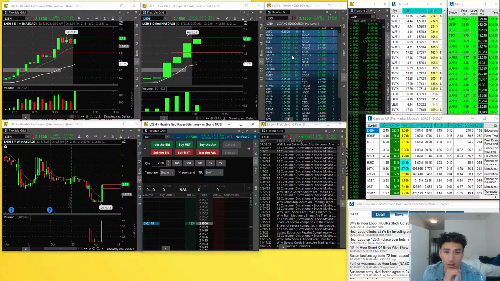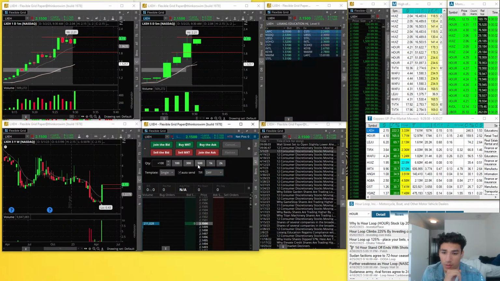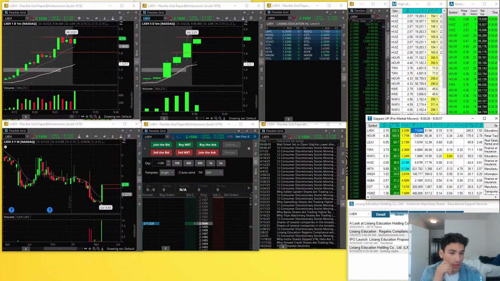Okay, the bid is stacking. It's most likely about to get halted right here. And it got halted. Surprised it got halted so quick. So LXEH is already halted straight out of the gate. LXEH has a float of 3.3 million. Today's volume is roughly 2 times that. Relative volume today is 81,000 times.